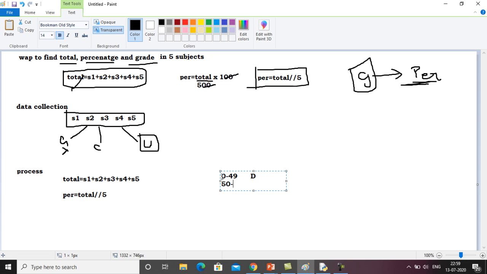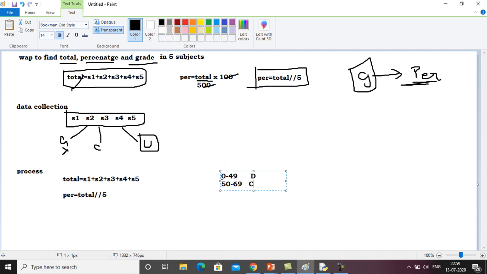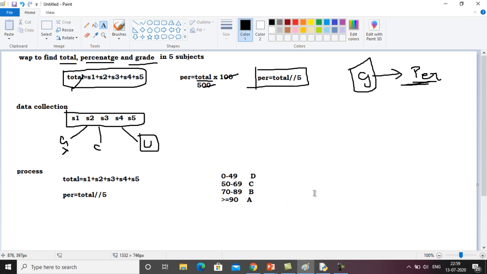If the percentage is from 50 to 69, then your grade is C. If your percentage is from 70 to 89, then your grade is B. And if your percentage is greater than or equal to 90, then your grade is A. So let's do this question.